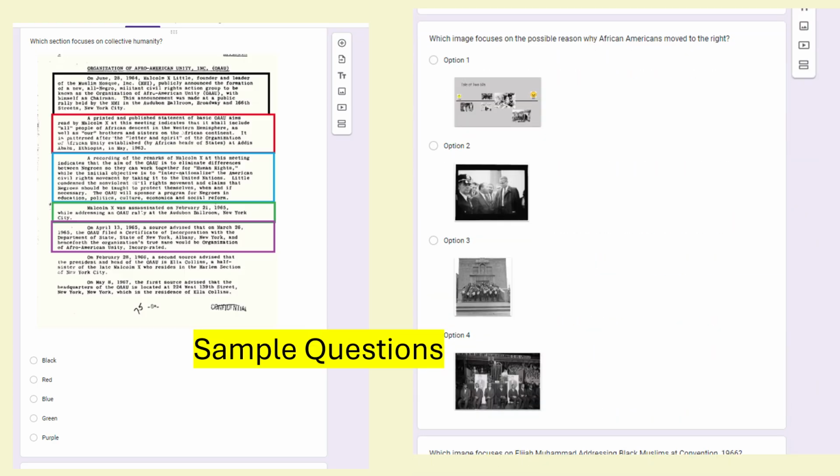This is what the Google Forms will look like. This one here is looking at some of the required sources, and I've used images from the AP framework, so they are also visual, as well as requiring students to analyze some of the required sources.